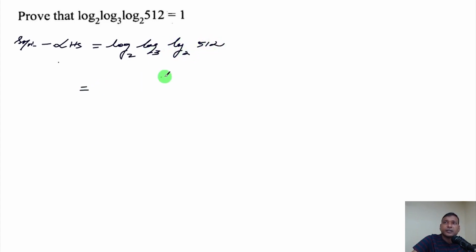Students, here we have to prove log to the base 2, log to the base 3, log to the base 2 of 512 equal to 1. Let's write the left hand side. This 512, I'll write its prime factorization. The base is 2, so I will try to write 512 as a power of 2.